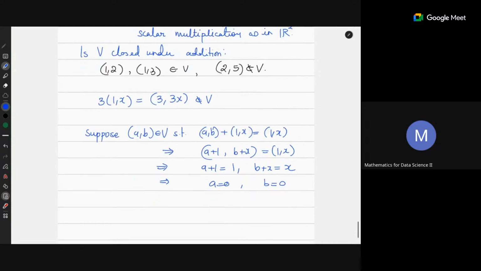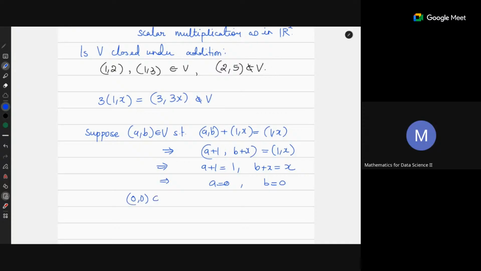But does (0, 0) belong to B? No, it does not belong, because the first coordinate is not 1. That's why it doesn't belong. So the second option is also false.